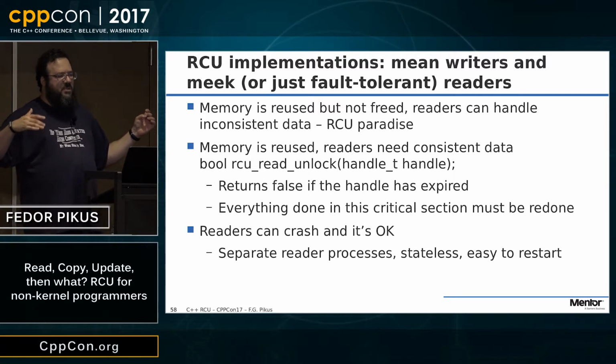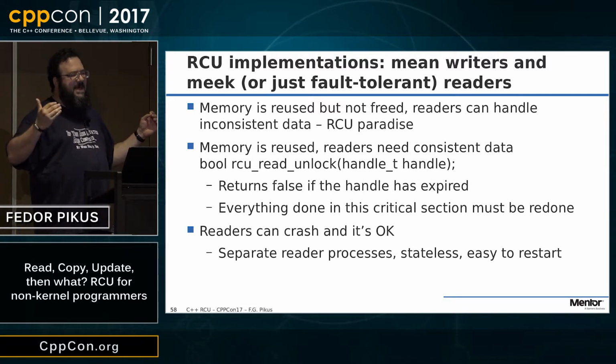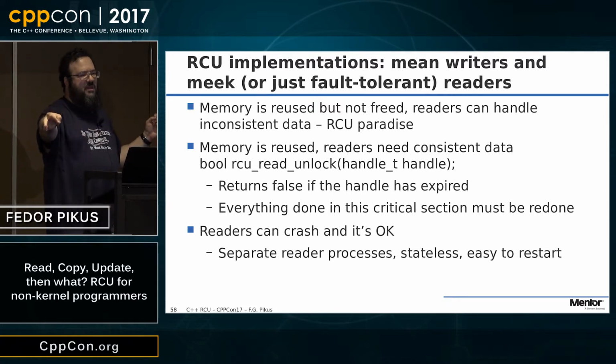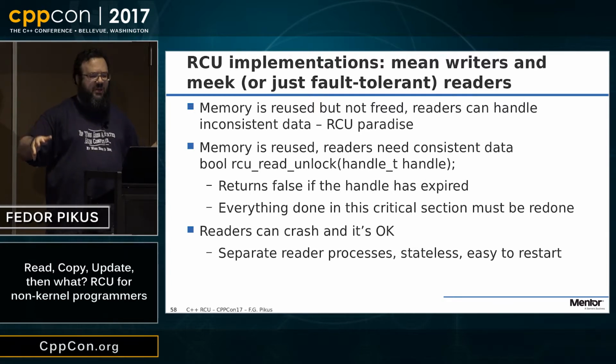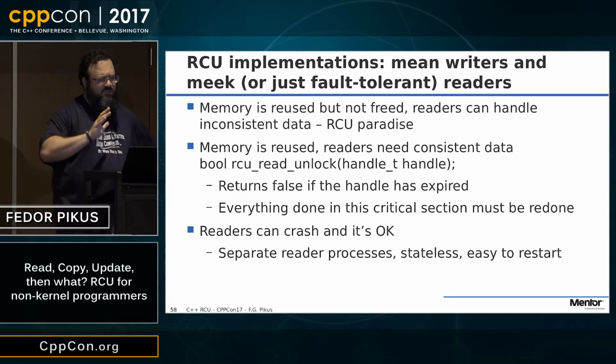The other option is that the readers need consistent data, but they can verify. So for example, with this read unlock, when I surrender the handle, I can ask, did the handle expire? Did the writer forcibly reclaim the memory of that generation? If the answer is yes, I have to drop everything that I have done in that critical section, reacquire the root pointer and recompute, because what I have done is garbage.